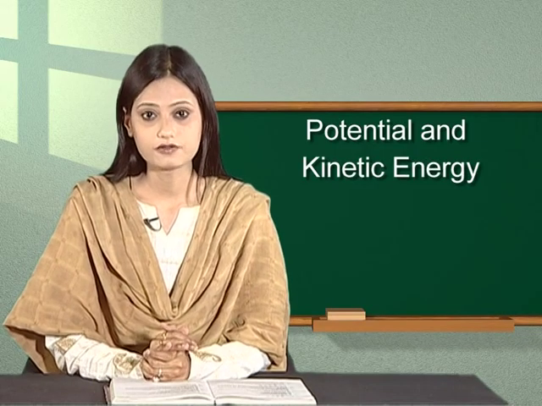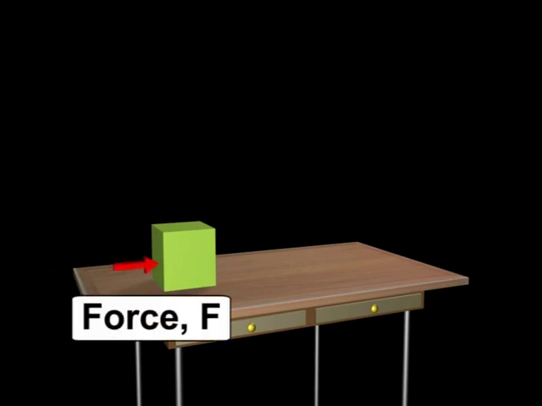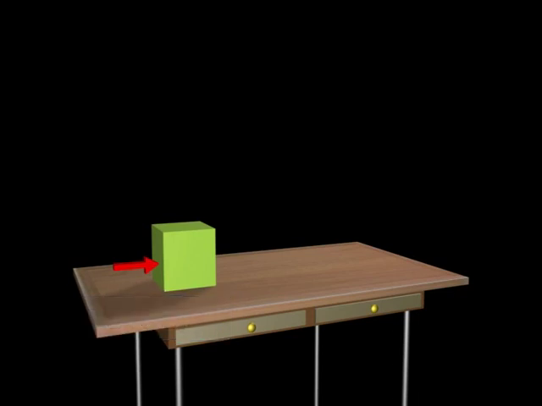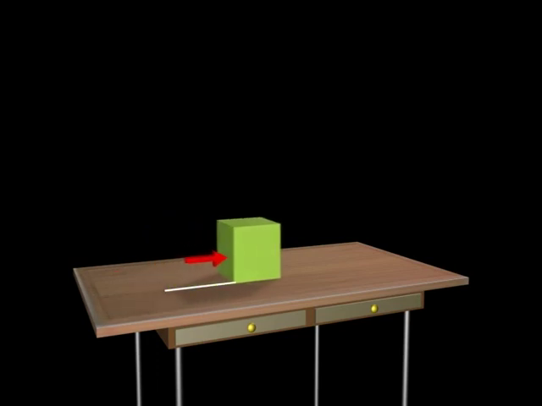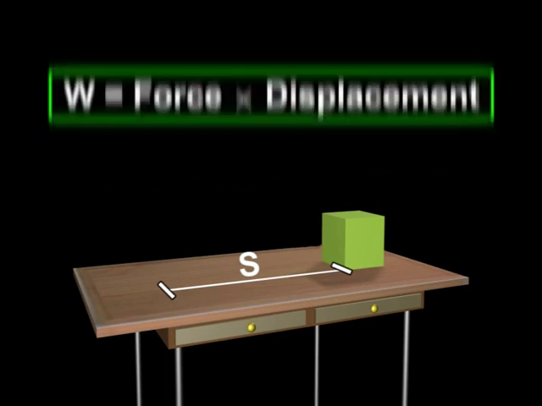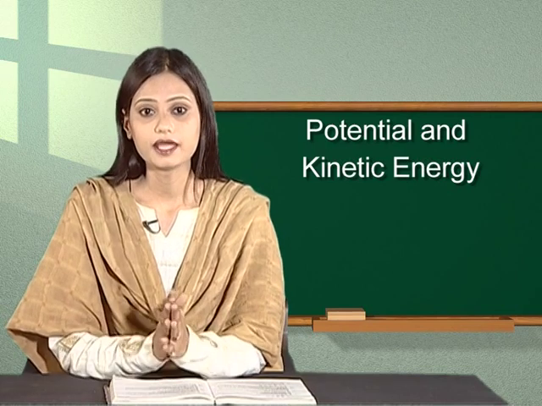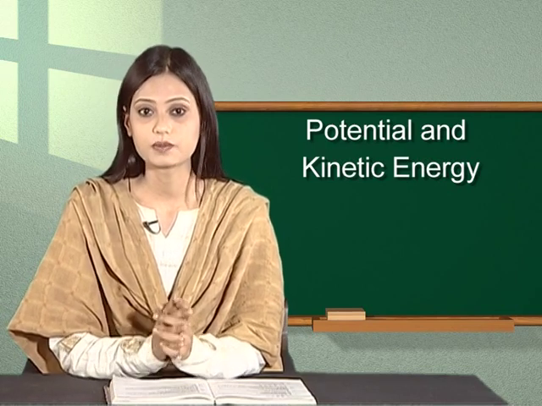For understanding this definition, consider an object lying on the table. Let a force F be applied on the object such that the applied force is in the direction of motion of the object. Due to applying force, there is a displacement S in the position of the object. Therefore, work done W by the applied force is the product of force applied and the displacement covered. Thus, the work done by the applied force is equal to force into displacement.